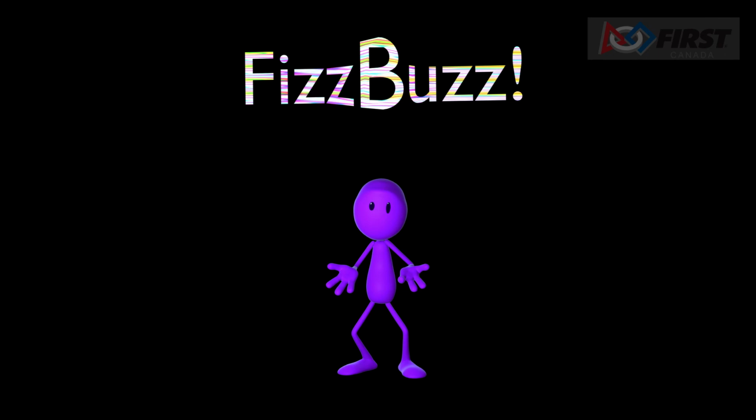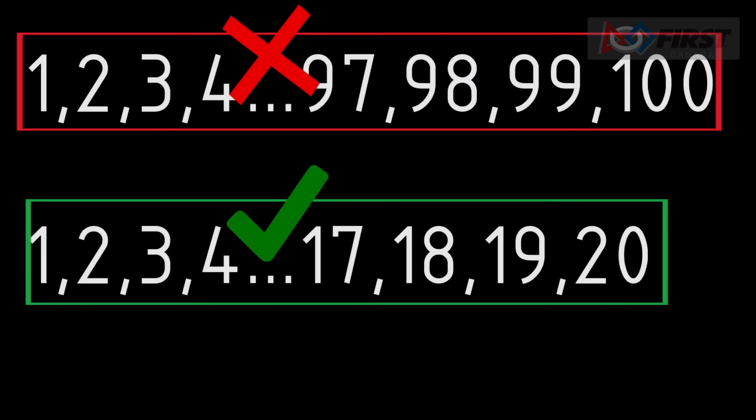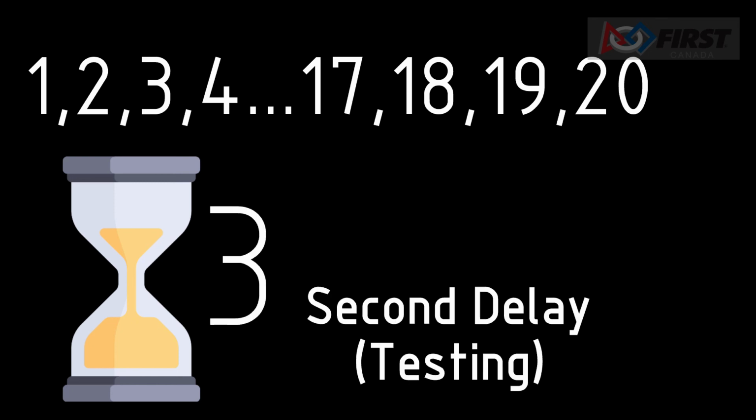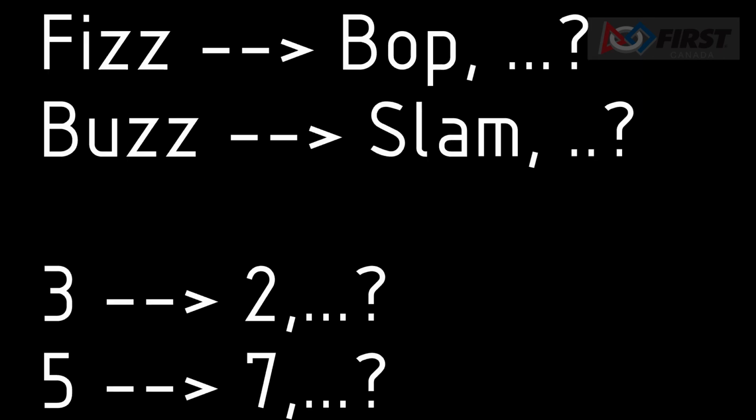In our case, the modification is that instead of checking the numbers from 1 to 100, we will instead check the numbers from 1 to 20, waiting for half a second in between checking each number. To check that your program stops when requested, you can move the delay time from half a second to 3 seconds. Make sure that you are easily able to change the parameters of the program, whether that be in phrases, FizzBuzz, or the numbers 3 and 5.